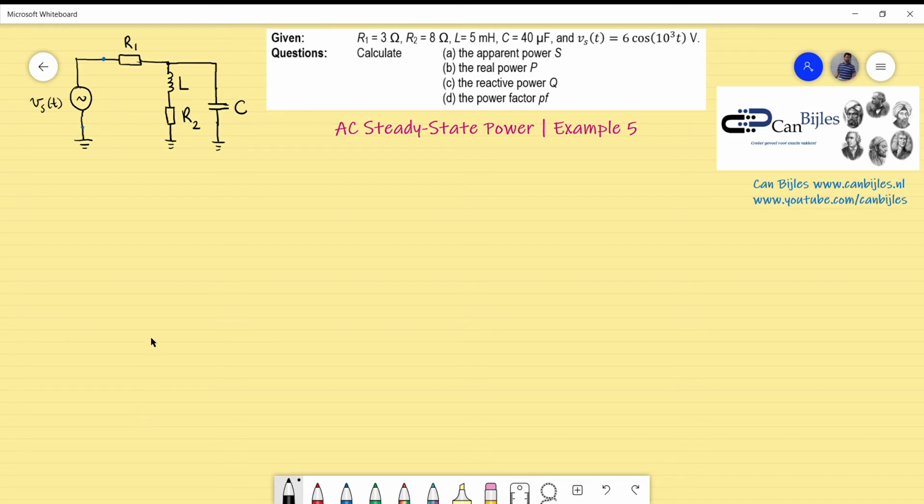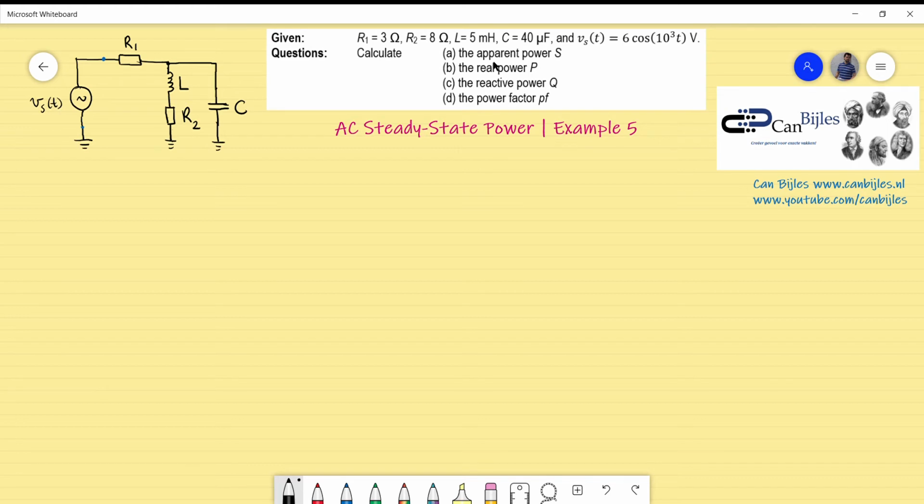This is our example number 5. In this example we will consider an RLC circuit. It's a little bit complicated. We have two resistors, R1 and R2, one inductor and one capacitor, and there is a voltage source Vs. The values of these elements are shown here, and the questions are the following.